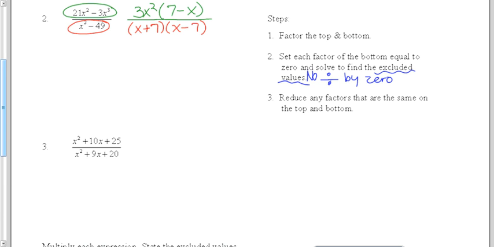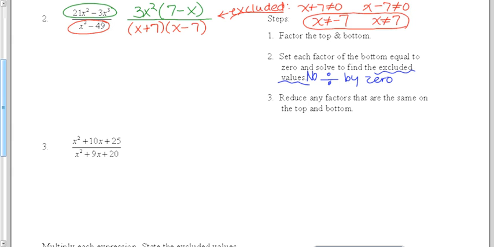Next step is to set each factor of the bottom equal to 0 and solve to find the excluded values. So for this one, my excluded would be where the bottom is equal to 0. So if I set each factor equal to 0, x plus 7 cannot equal 0, so x cannot equal negative 7, and x minus 7 cannot equal 0, so x cannot equal positive 7. Those are my excluded values. X is not allowed to equal those numbers.